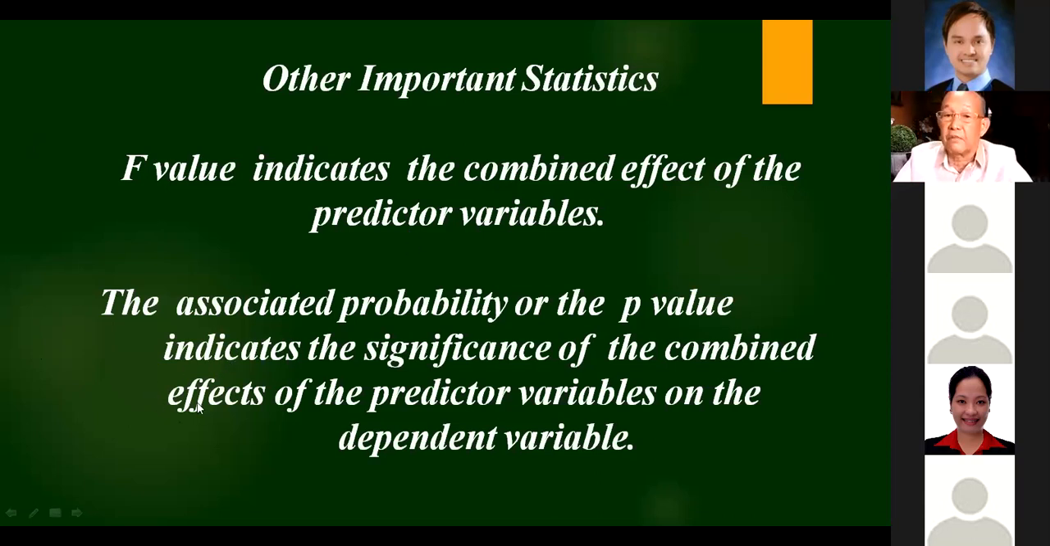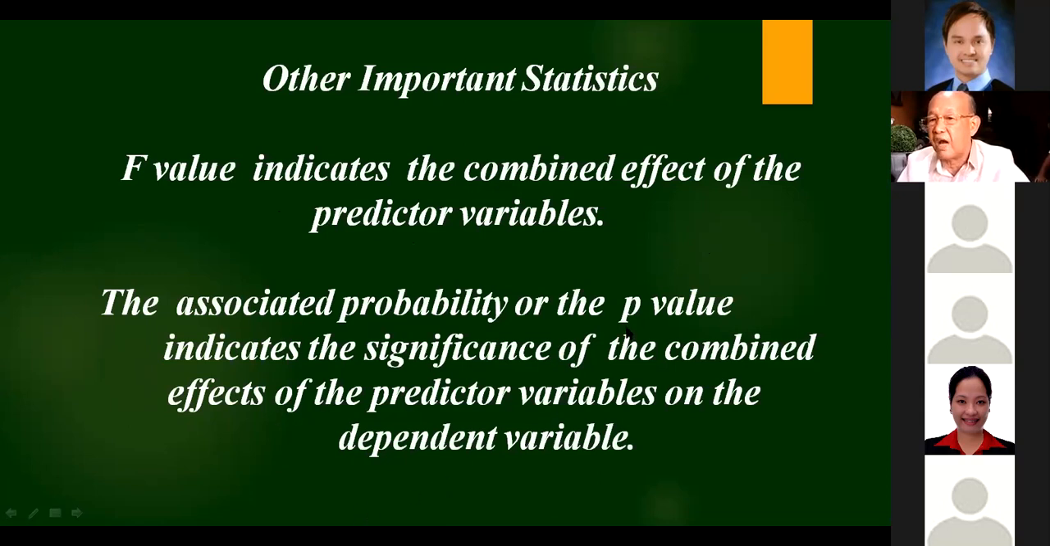All right, so to summarize, I repeat, B and beta coefficients explain the individual effects of the independent variables on the dependent variable. All right, the F ratio or the F value indicates the combined effect of the IV to the DV, of the predictor variables to the criterion variables. Ito yung rule. The associated probability or the p-value indicates the significance of the combined effects of the predictor variables on the dependent variable.